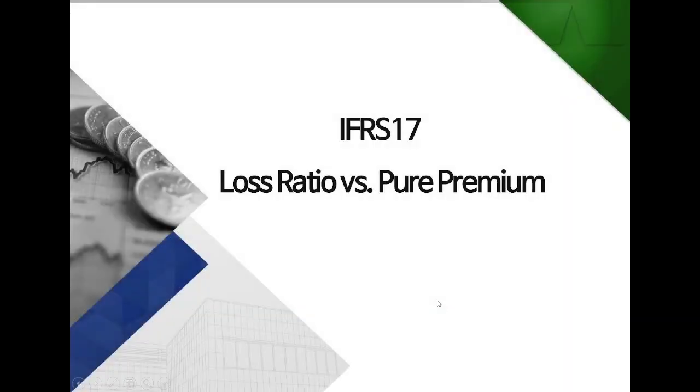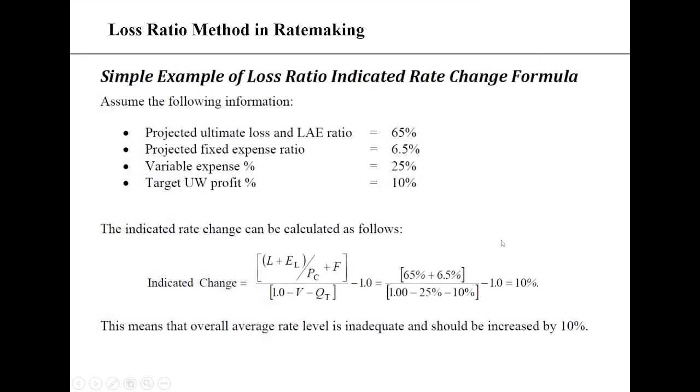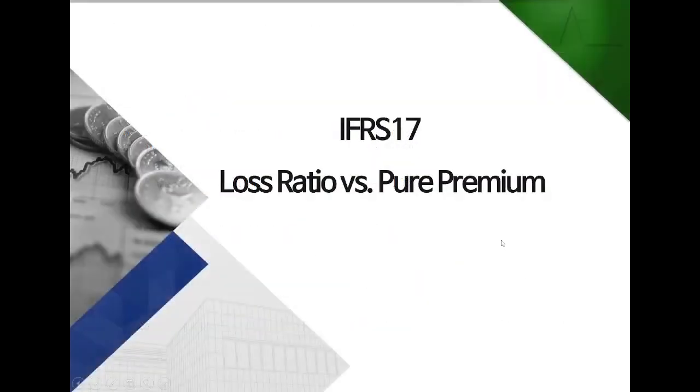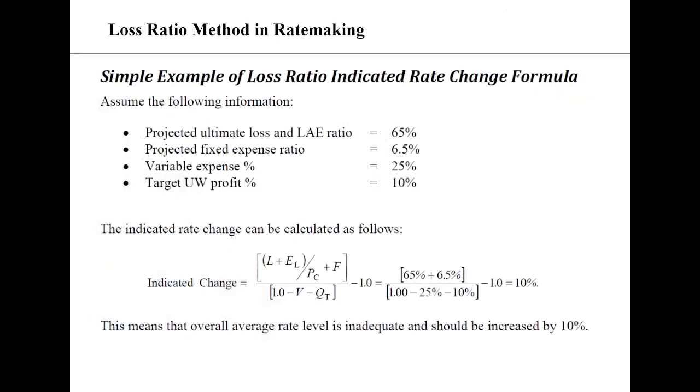So the title is IFRS 17 loss ratio versus pure premium. Pure premium, I'm going to define it later on. And I took this exhibit from the Ratemaking booklet from the Casualty Actuarial Society. They published this booklet as reading material for Exam 5. There is a simple example of the loss ratio indicated rate change formula.